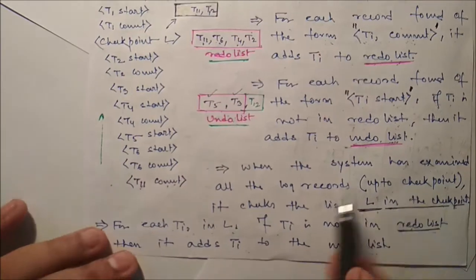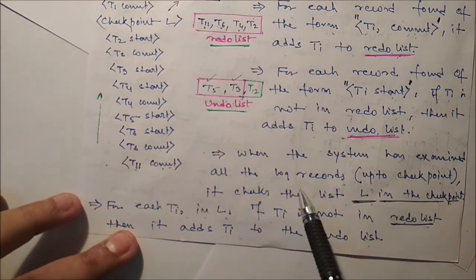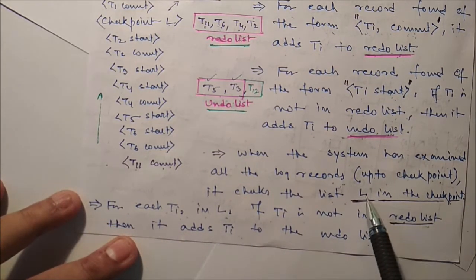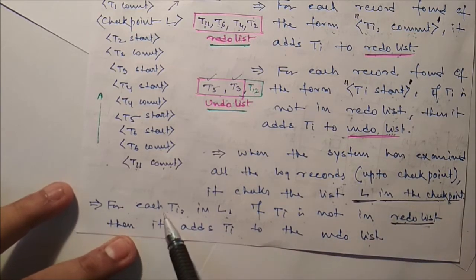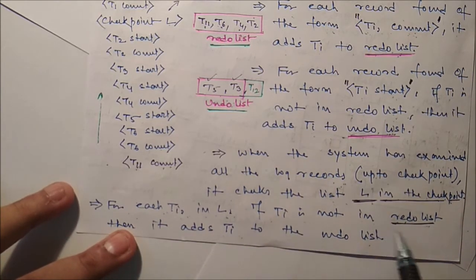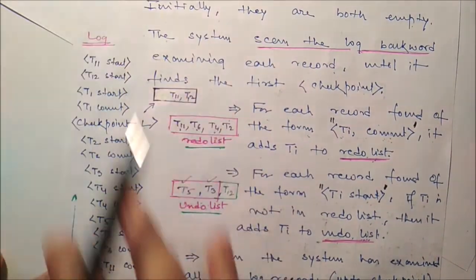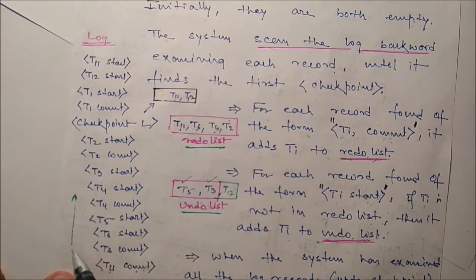When the system has examined all the log records up to the checkpoint, it checks the list L in the checkpoint. For each Ti in L, if Ti is not in the redo list, then it adds Ti to the undo list. Now you can see one example. This is our log file, and we have to examine from the bottom.